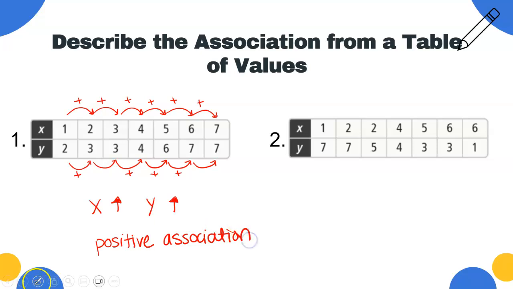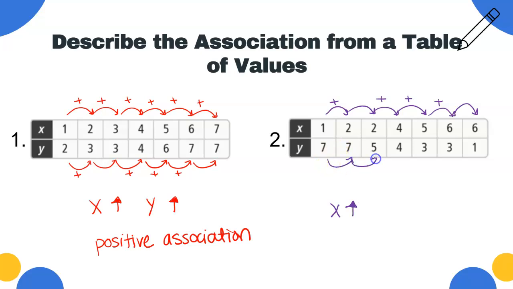In the next table, we'll look at some trends that are happening. We increase for the x, it stays the same. We increase, we increase, we increase, and we stay the same. So again, the x's are increasing. Most tables will be written as the x values increase, but not all. So let's notice what's happening with the y's.